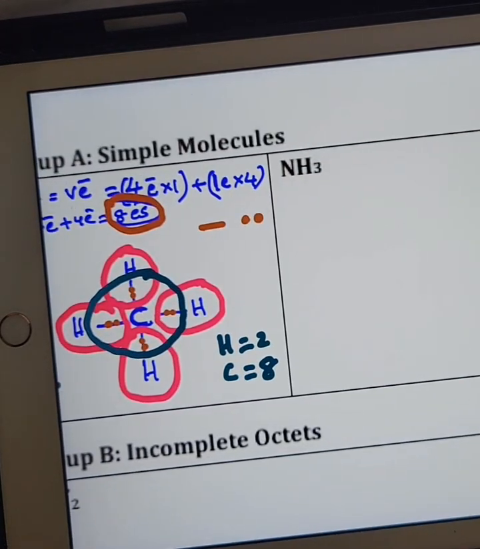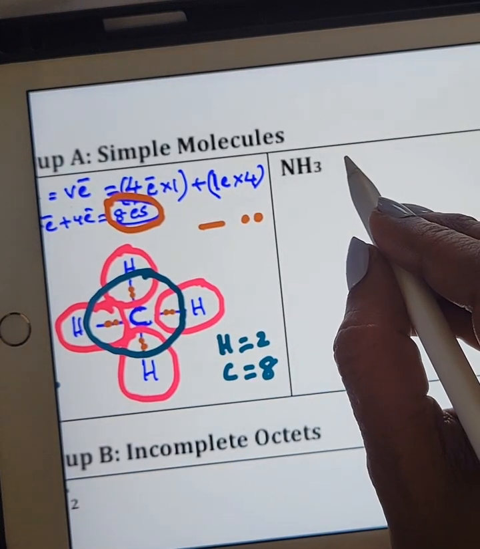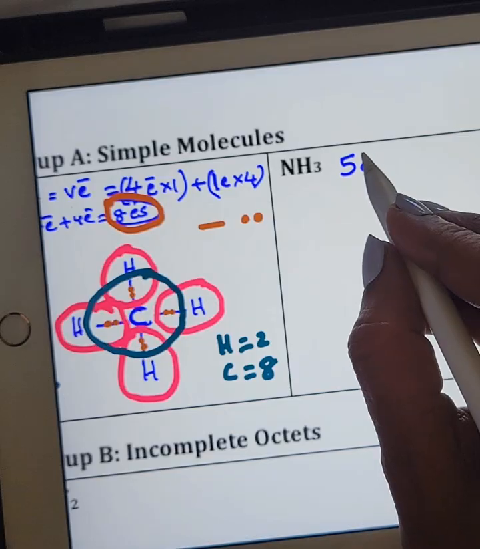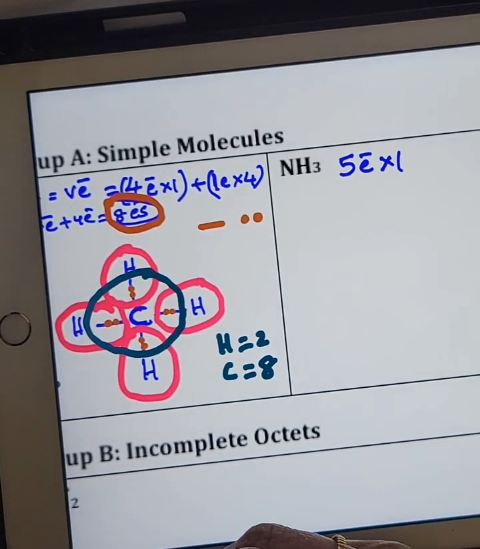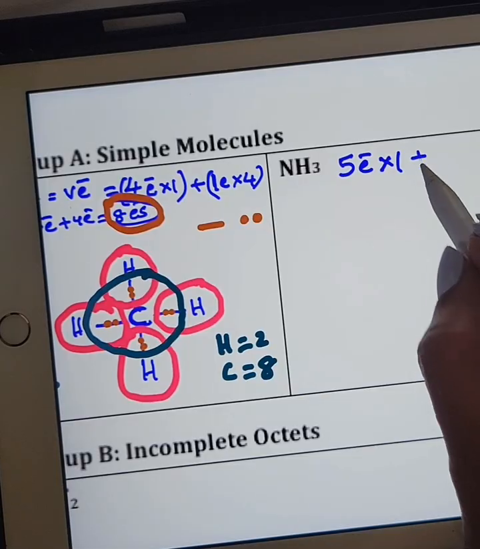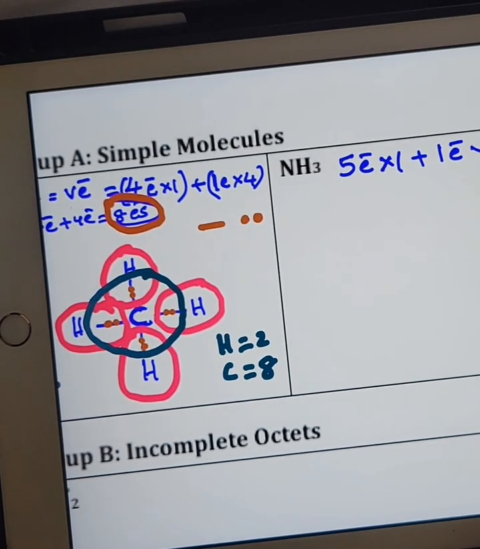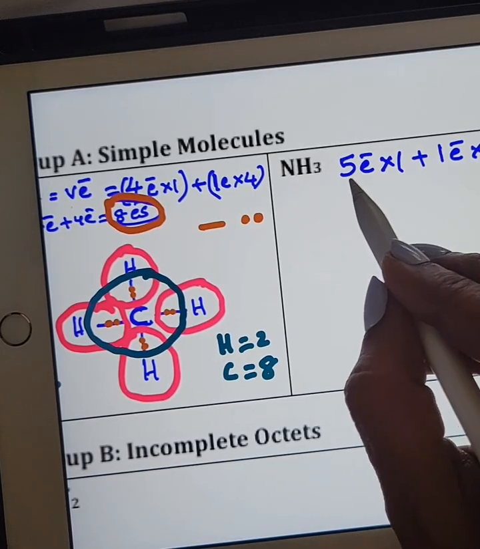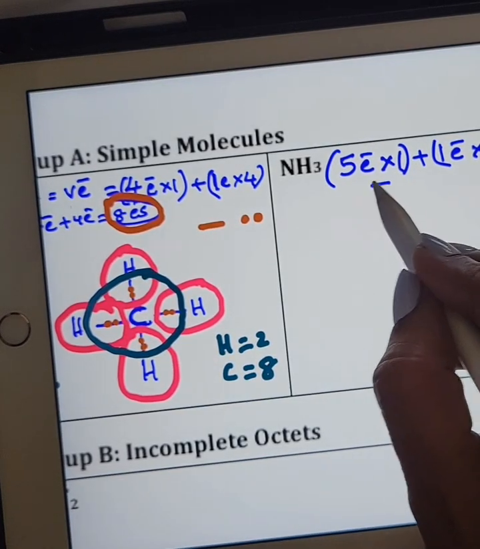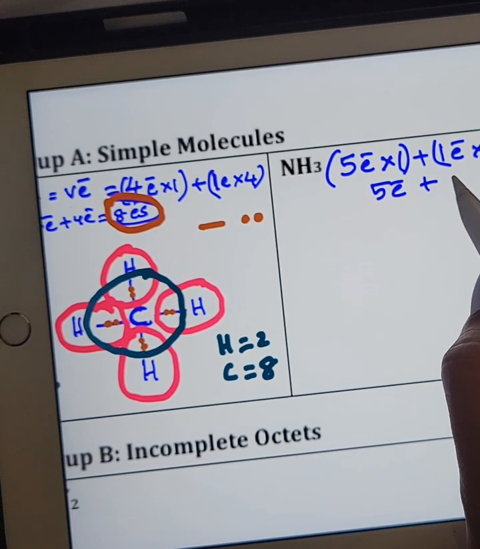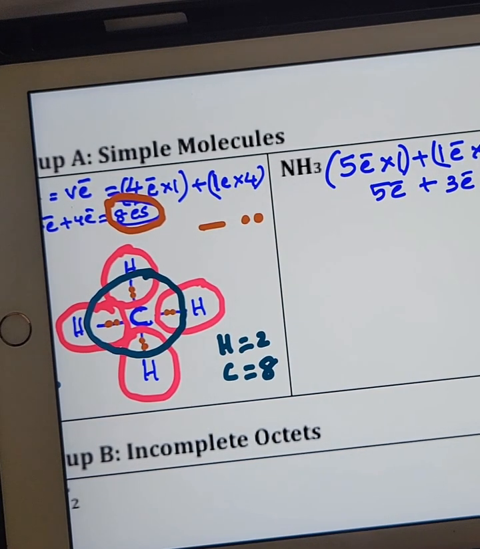NH3. Okay, first step, always find the valence electrons. Nitrogen is in the 15th group. So we know that it has how many electrons? 5 electrons. There is only 1 nitrogen, so I'm going to multiply by 1, plus hydrogen. There is 1 electron, and how many hydrogens? 3. So multiply by the 3. So just cross the parenthesis. So 5 times 1, which is 5. 3 times 1 is 3. Total how many electrons? 8 electrons.